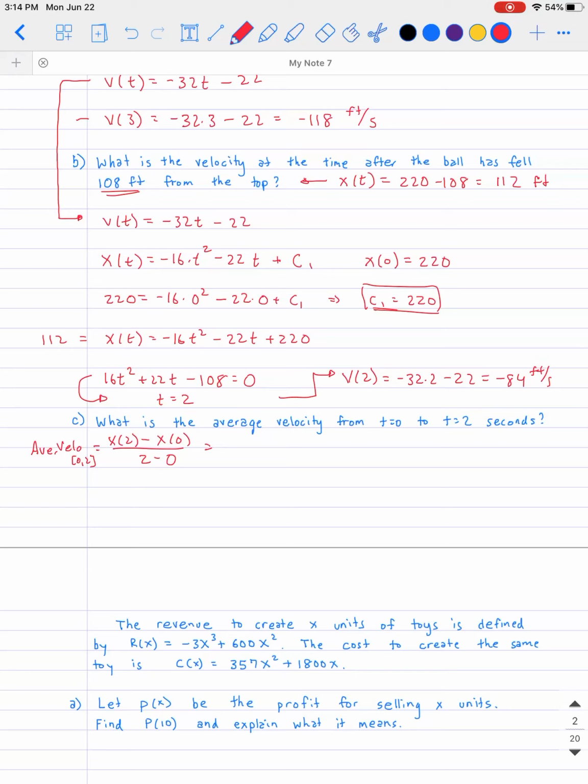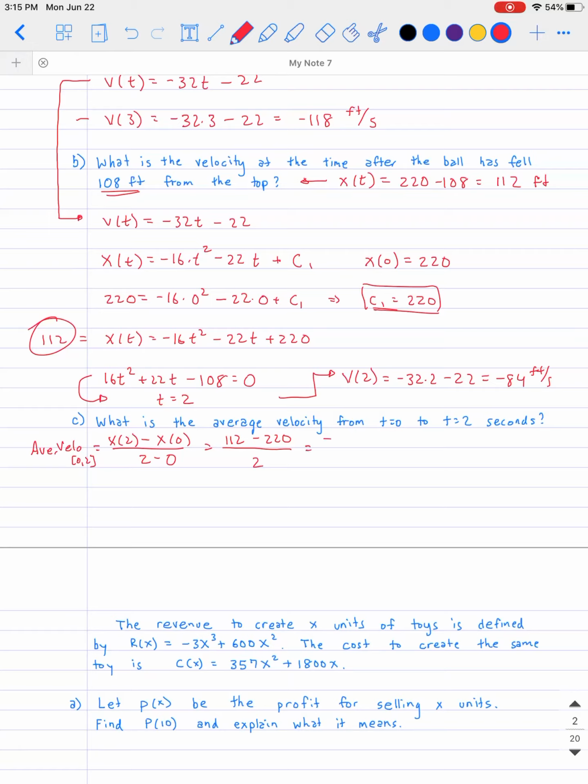Now we're going to go ahead and plug in everything because we have all three of the equation. So x of 2, when we plug in x of 2, we solved for it earlier. I do believe that was supposed to be equal to 112 because we did it over here in part B. Minus x of 0, meaning the initial displacement, that is going to be equal to 220 because that was given to us. And again, if you don't have it, you can just go ahead and plug it into part B. All divided by 2.